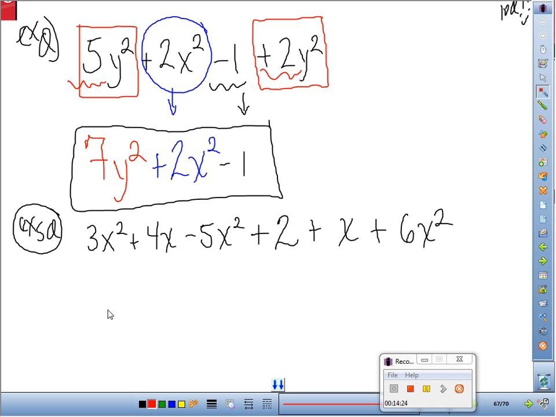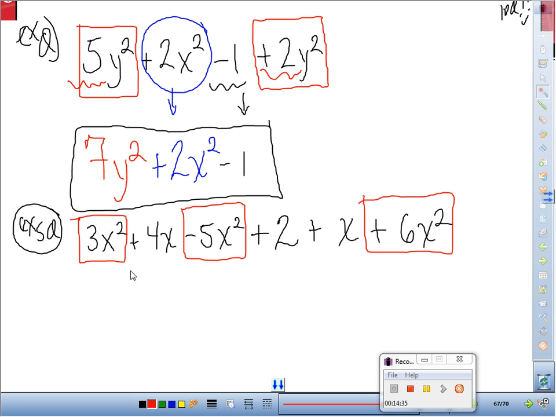Once again, I usually start with red, so I'm going to box 3x squared. Is there another x squared? Yes, right here. Is there another one? Yes, right here, including that sign. Okay? And I'm going to write x squared. But I'm only going to focus on the what? Coefficients. I got 3 minus 5. What is 3 minus 5? Negative 2 plus 6. What is negative 2 plus 6? 4. So I'm done with that.